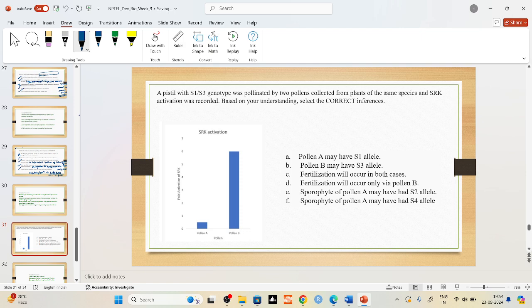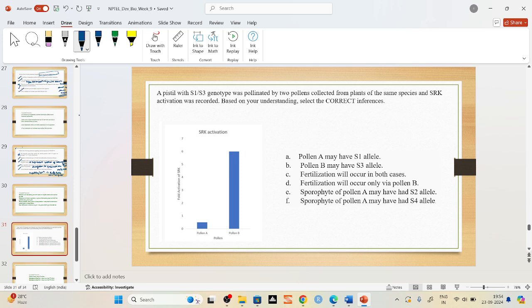A pistil with S1 S3 genotype was pollinated by two pollens collected from plants of the same species, and SRK activation was recorded. Based on your understanding, select the correct inferences. A. Pollen A may have S1 allele. B. Pollen B may have S3 allele. C. Fertilization will occur in both cases. D. Fertilization will occur only via pollen B, and sporophyte of pollen A may have had S2 allele, and sporophyte of pollen B may have had S4 allele.